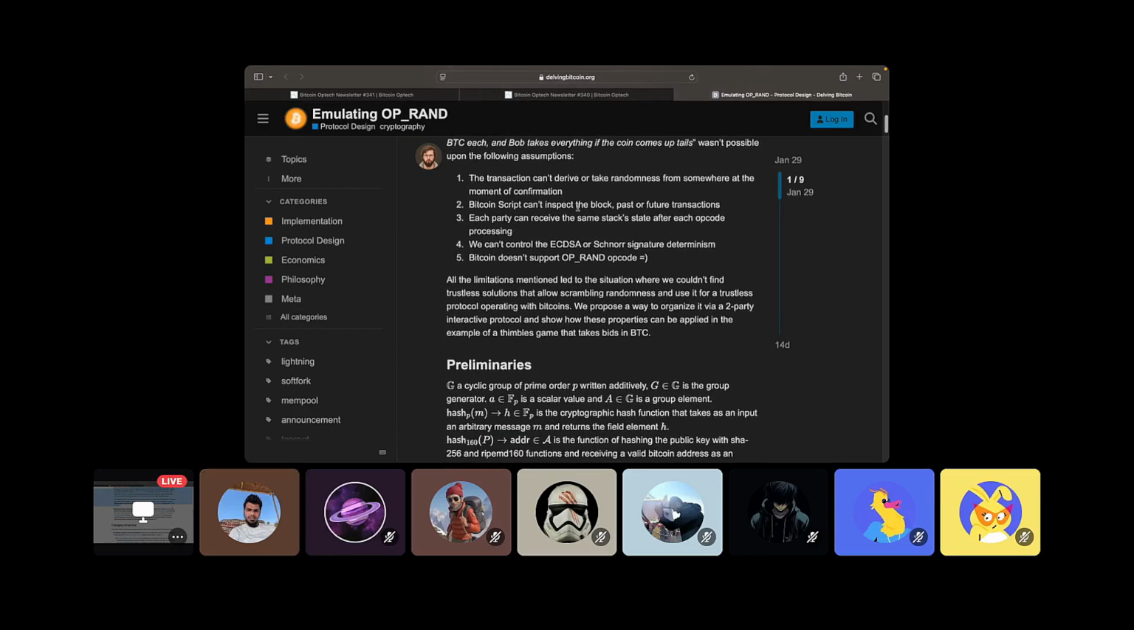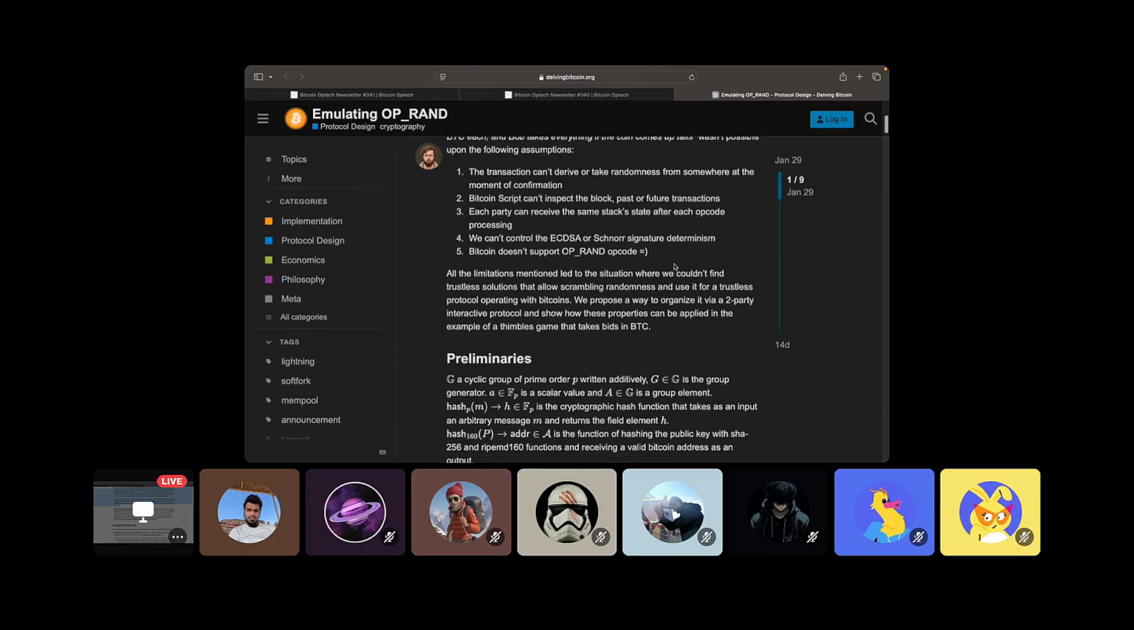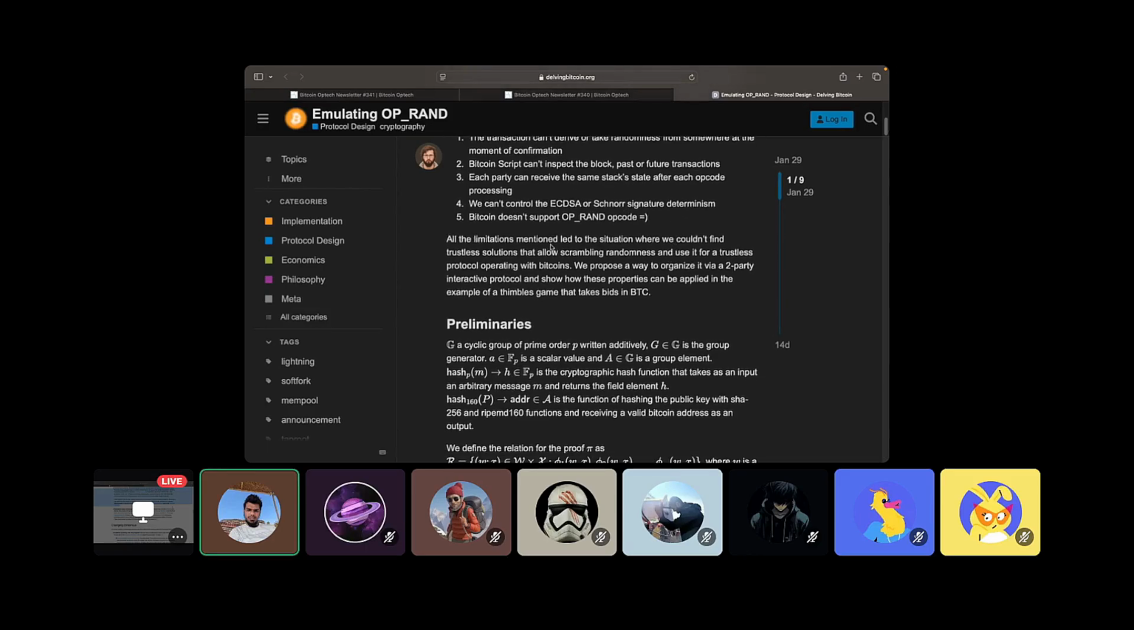Why does that happen? The transaction can't derive or take randomness from somewhere at the moment of confirmation. Bitcoin script can't inspect the block, past or future transactions. Each party can receive the same stack state after each opcode processing. We can't control the ECDSA or Schnorr signature determinism. Bitcoin doesn't support operand opcode. All the limitations mentioned led to the situation where we couldn't find trustless solutions that allow scrambling randomness and using it for a trustless protocol operating with Bitcoins.